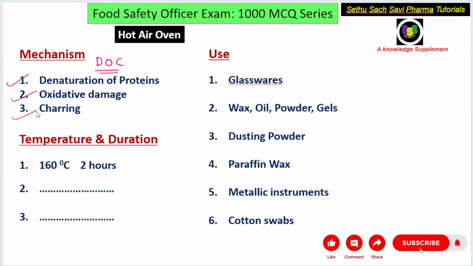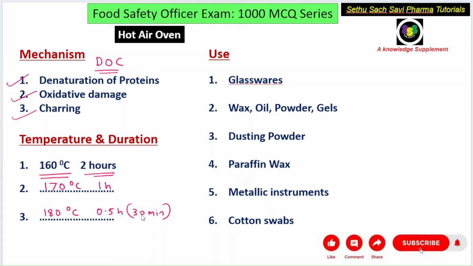Now coming to the temperature and duration, the most commonly employed temperature is 160 degrees Celsius for 2 hours. However, if you increase the temperature from 160 to 170 degrees Celsius, you can reduce the duration. That means 170 degrees Celsius for 1 hour can also be used. Also, at a still higher temperature, 180 degrees Celsius, the duration could be reduced to 0.5 hours, that means 30 minutes. So these three temperatures and durations can be used in hot air oven for sterilization.